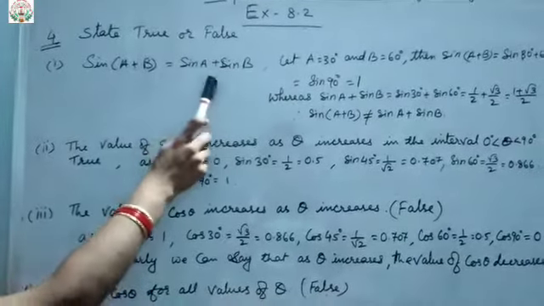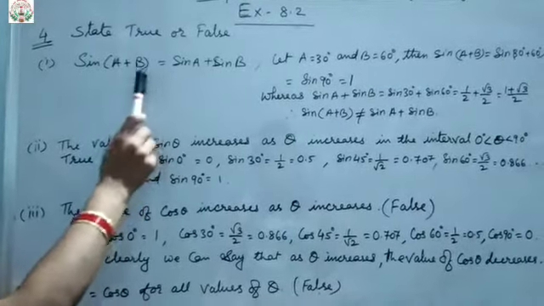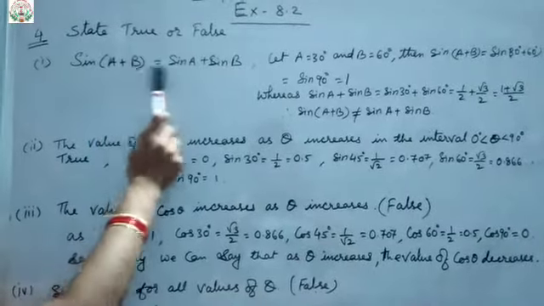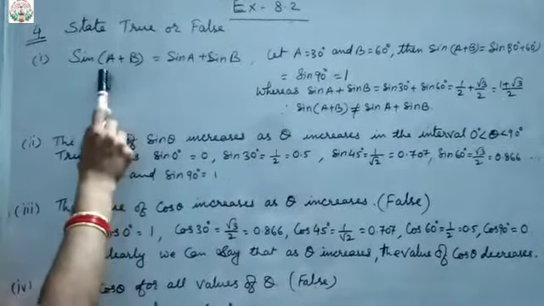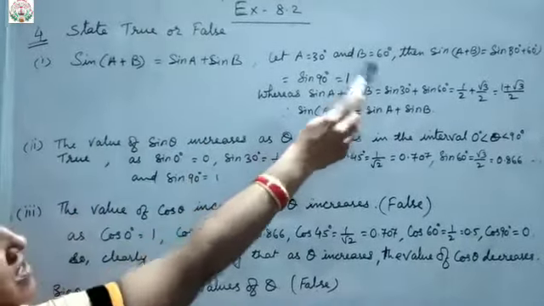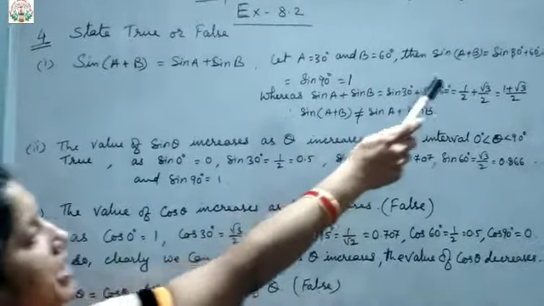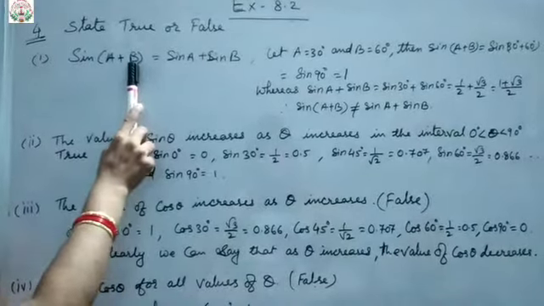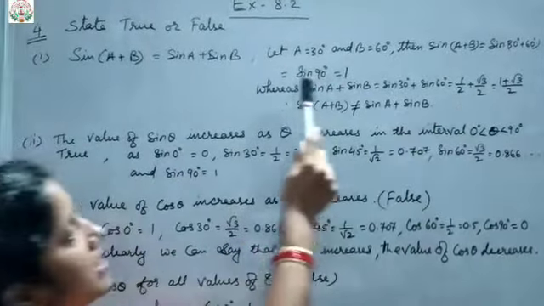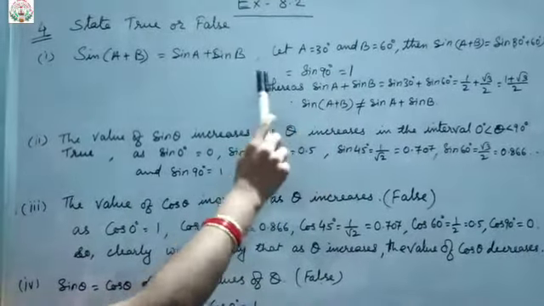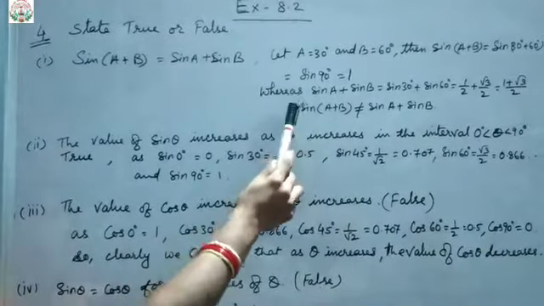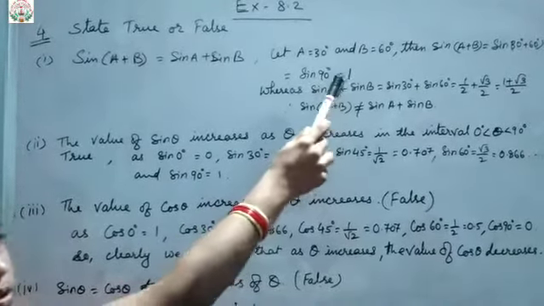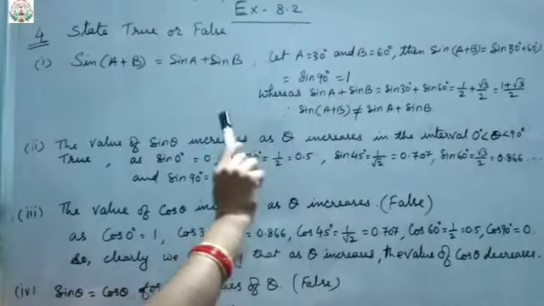Now this statement is false. Why is it false? We will see. Now let us assume a value as 30 and b value as 60. When we put the value over there, sin(a + b) means sin(30 + 60), which gives sin 90, because 30 plus 60 will be 90. So sin 90 degree equals what value? That is 1.